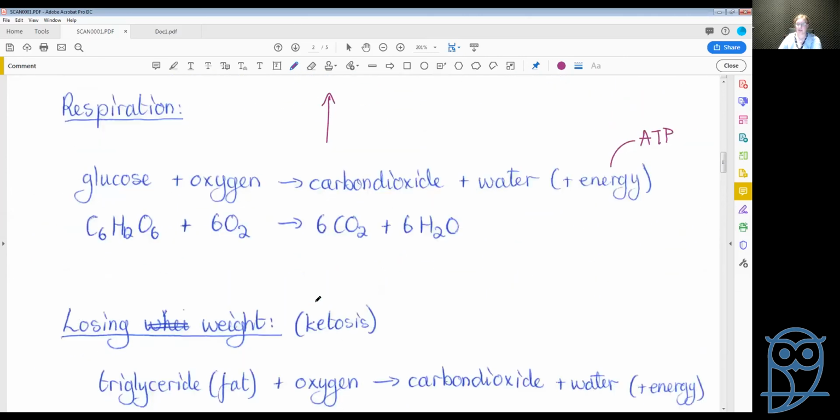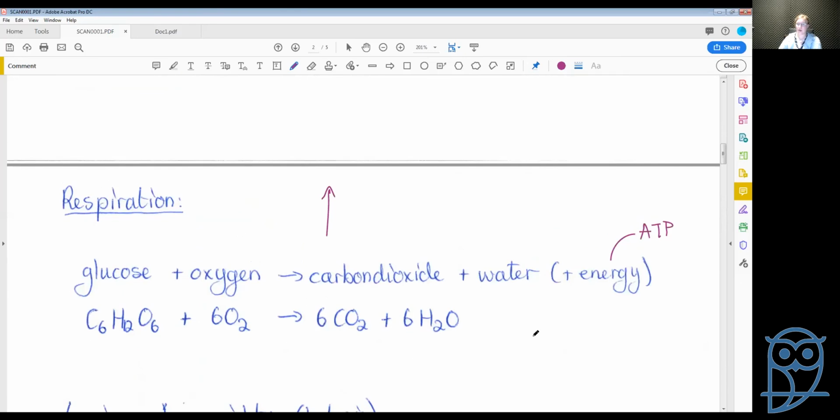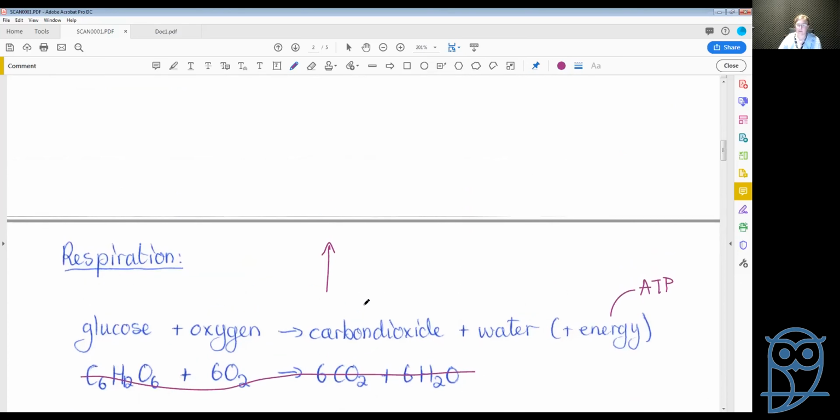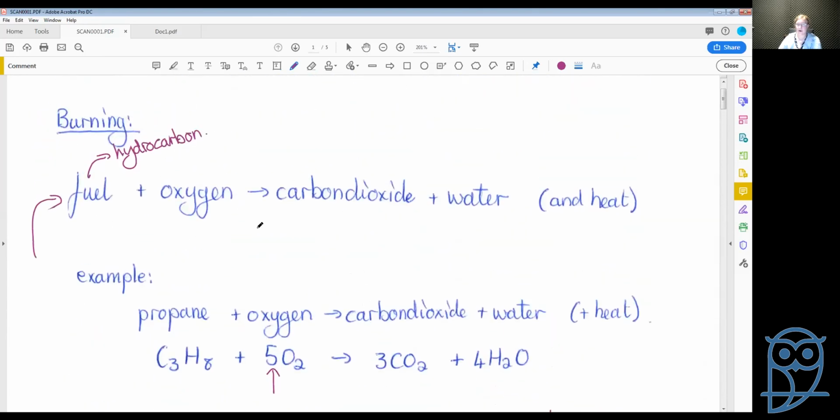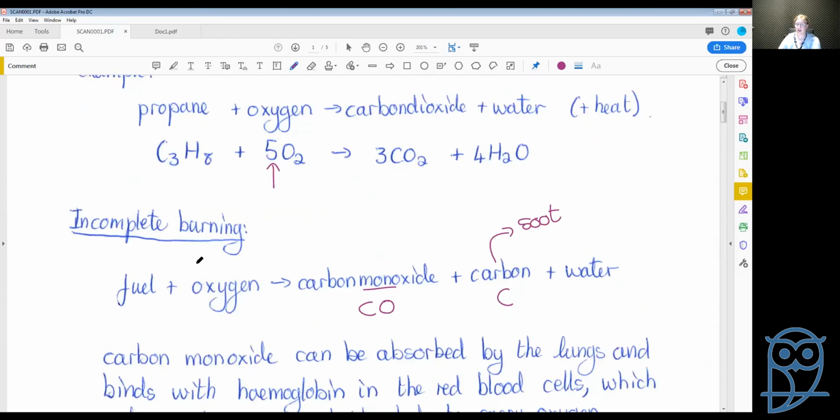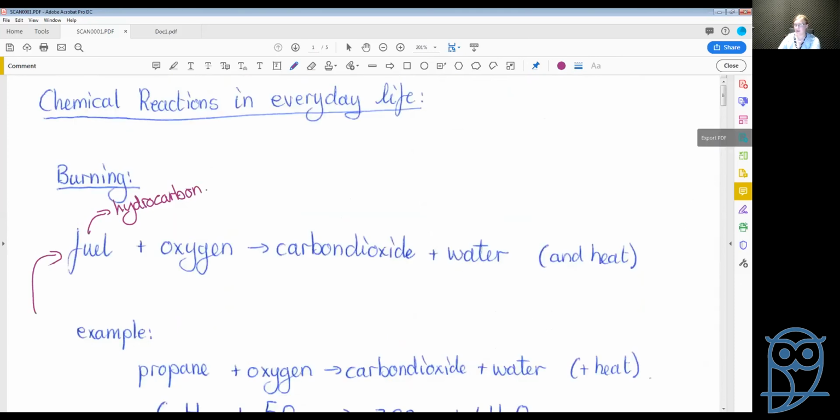This one, losing weight, you don't need to know at all. This respiration, you do need to know, you do not need to know that. So glucose plus oxygen gives us carbon dioxide and water and some energy. That is the exact same thing as our burning reaction over here. So fuel plus oxygen gives us carbon dioxide and water. And what happens if we don't have enough oxygen is we end up with carbon monoxide and carbon. So that is it for today.